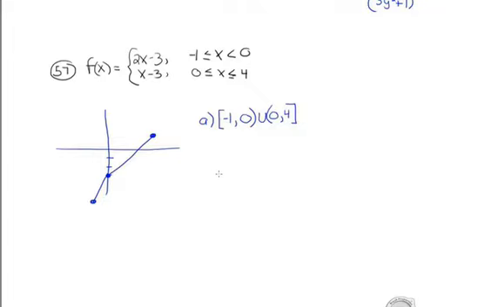Part B says where is it continuous but not differentiable. So it's continuous everywhere but not differentiable at 0.